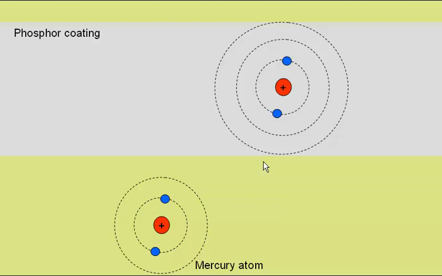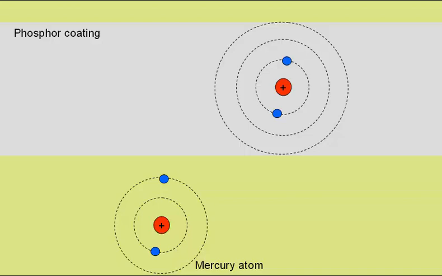When the electrons are travelling through the tube, one of them can end up hitting an electron in an atom, like this, and raising it up to a higher energy level. When the electron falls back down to a lower energy level, it will emit a photon of light. For mercury, the majority of these photons are in the ultraviolet part of the spectrum, and so not visible to the human eye.